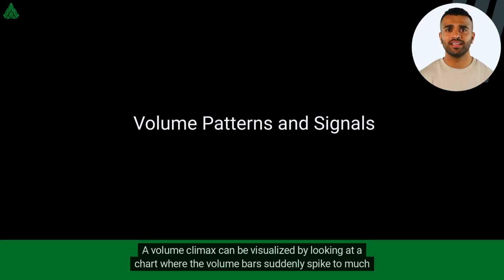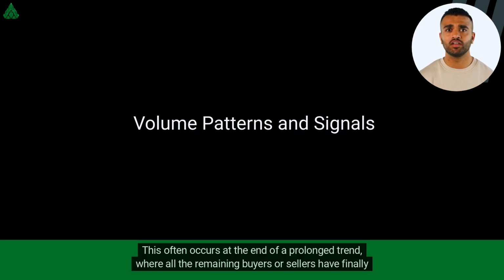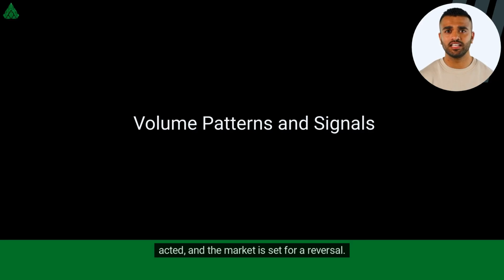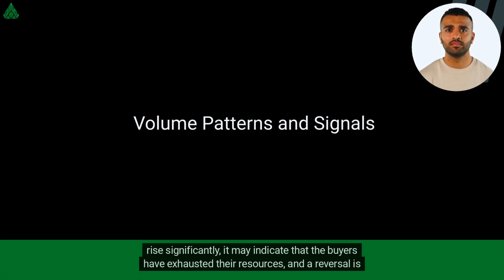A volume climax can be visualized by looking at a chart where the volume bars suddenly spike to much higher levels than usual. This often occurs at the end of a prolonged trend, where all the remaining buyers or sellers have finally acted, and the market is set for a reversal. For instance, during a prolonged uptrend, if you see a massive volume spike but the price fails to rise significantly, it may indicate that the buyers have exhausted their resources, and a reversal is likely.